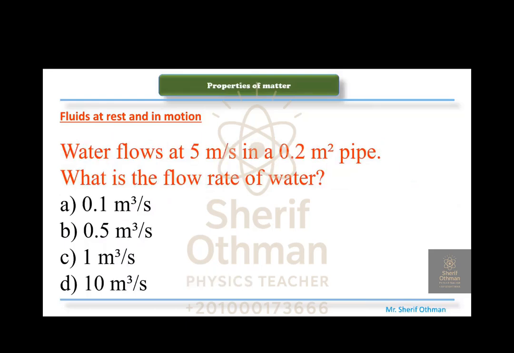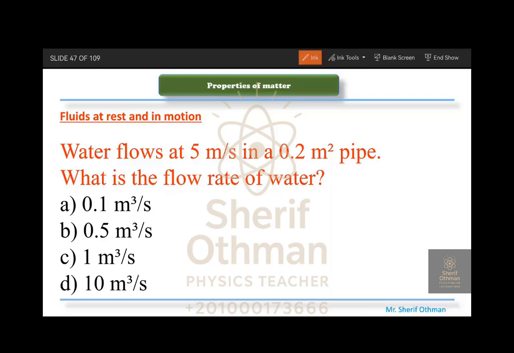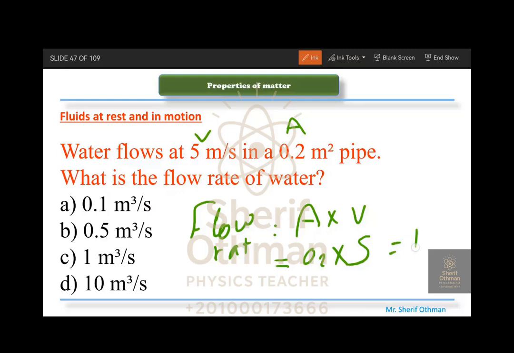Water flows at 5 meters per second in a 0.2 meters squared pipe. What is the flow rate of water? The speed is v, while the area is A. The flow rate is equal to area multiplied by fluid velocity. How many particles pass through this area? So it will be 0.2 multiplied by 5, and the answer will be 1 cubic meter per second.